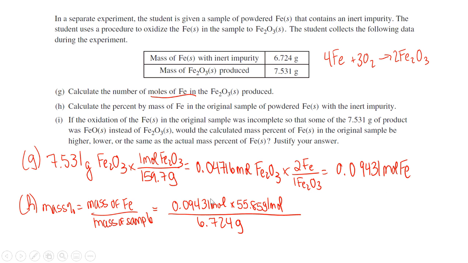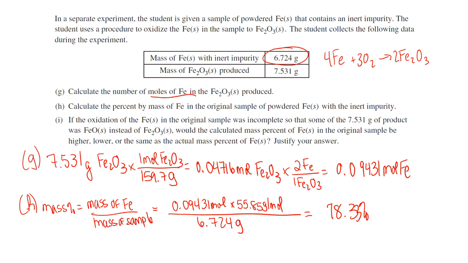So anyways, I found my grams of iron. That ends up being 5.267, plug it in your calculator, and then divide by the mass of the entire sample, which is right up here from the data table. And then when you do that, you should end up with 78.3%. I should have 4 sig figs there.